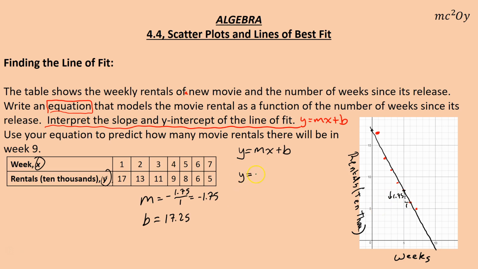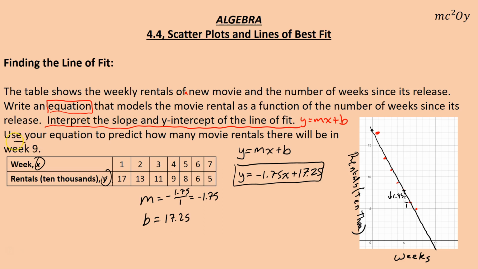We got y equals, excuse me, my apologies, I put my 17.25 in the wrong spot. y equals negative 1.75, that's my slope, x plus 17.25. Okay, and then that gives me the equation that they've asked for.